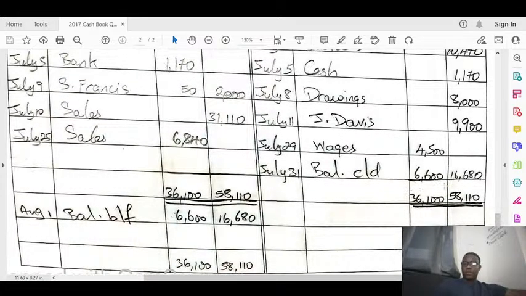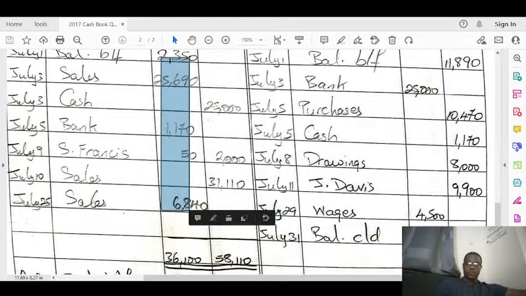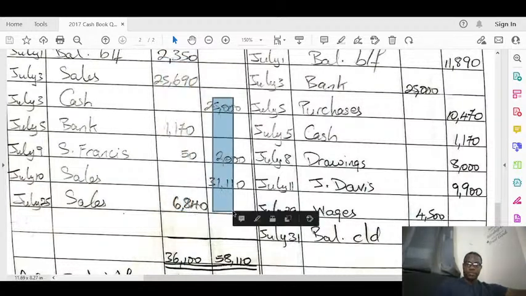So now that you have done that, both sides are now equal. So all you will need to do now is to insert your totals, right? Because if you add up everything, come down, you get 36,100 in the cash column. Let me bring it up a little bit. If I add up everything here, come down, you get 36,100. If I add up everything here, come down, you get 58,110.